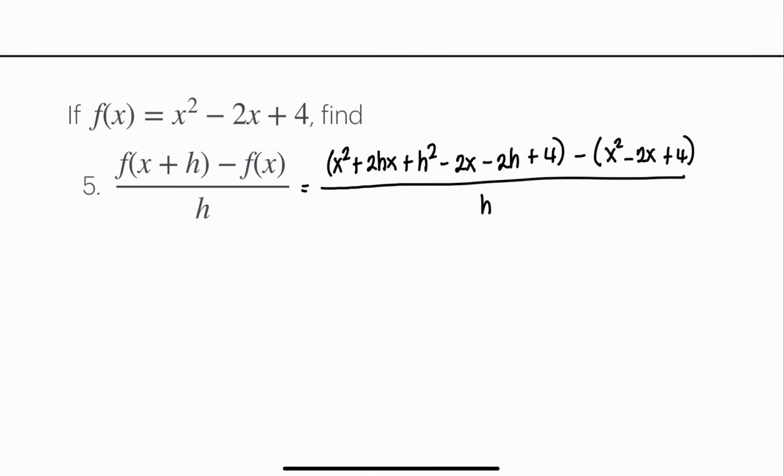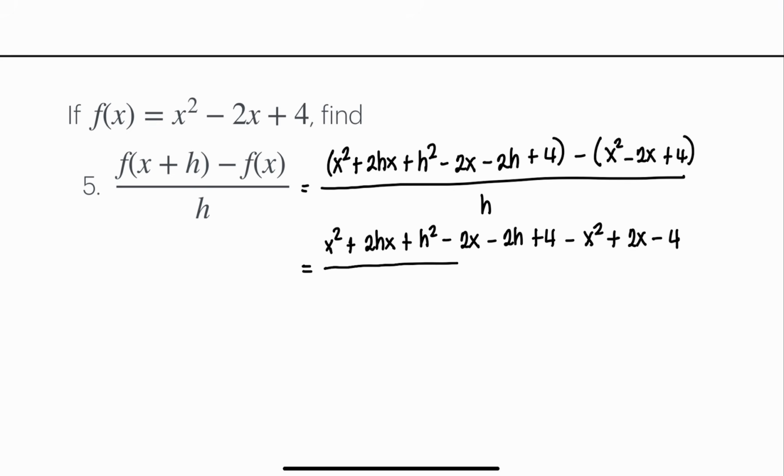all over h. So let's try to remove the parenthesis here. So x squared plus 2hx plus h squared minus 2x minus 2h plus 4 minus x squared. This would now be plus because that's a minus and a minus. So plus 2x minus 4 all over h. And then we find terms that we can cancel. So we have x squared here and negative x squared here. So we can cancel that.